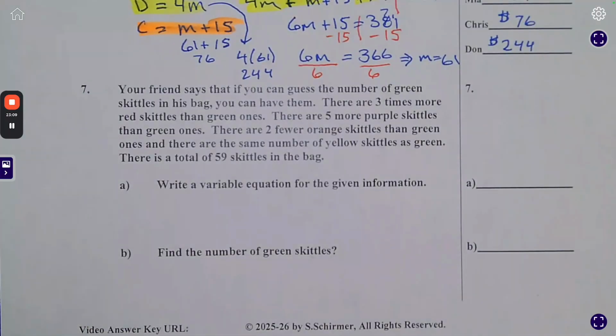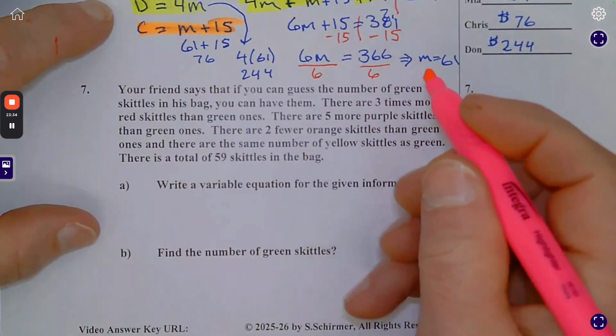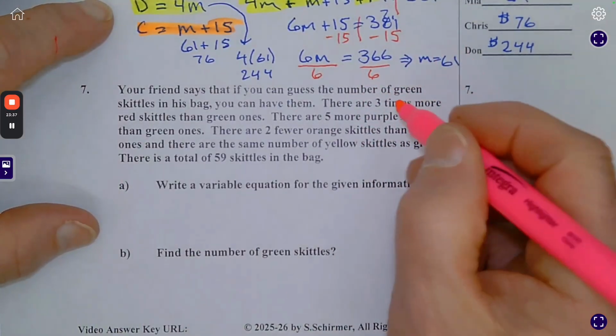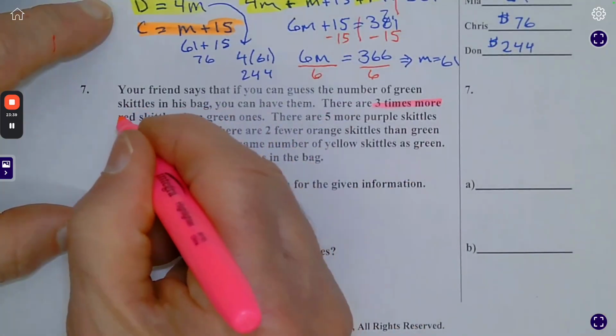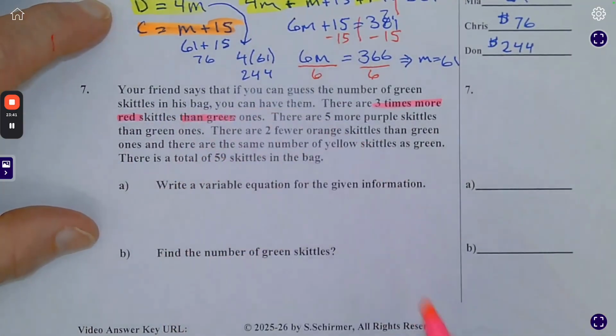Okay, there's a lot going on in this one. I'm going to have to get a couple more highlighters. Your friend says that if you can guess the number of green Skittles in the bag, you can have them. Ooh, I love some green Skittles. All right, there are 3 times more red Skittles than green ones. Okay, so I'm going to highlight that. So 3 times more red than green.